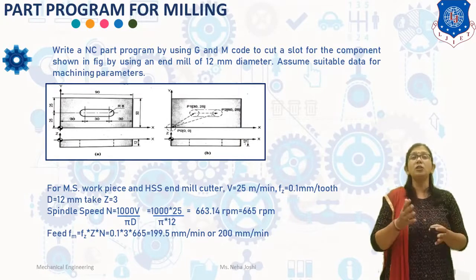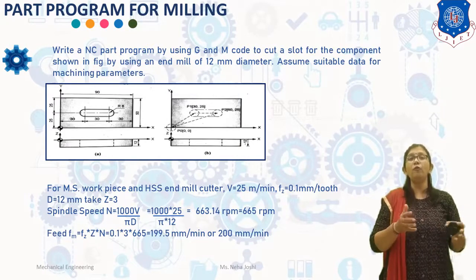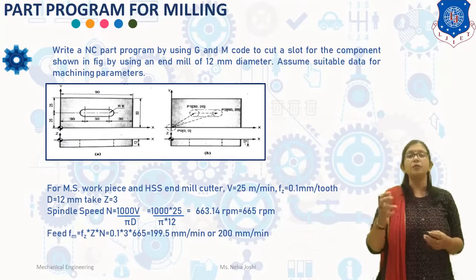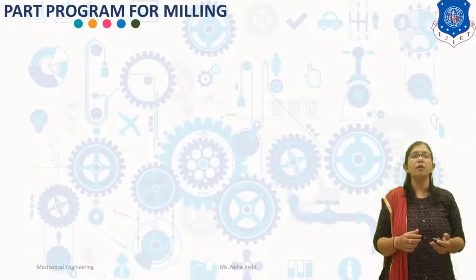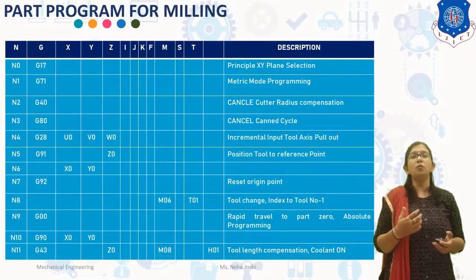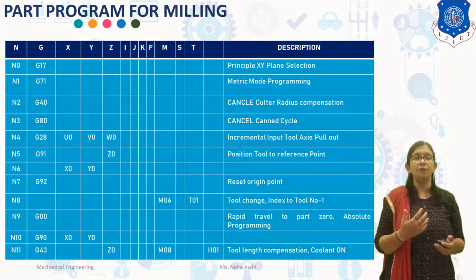Now we have to cut the slot using an end mill of 12 mm diameter, as you can see in the diagram. As we can see in the diagram, the program zero point is set at the corner at 0, 0. The coordinate of the first point is 30, 25 and the second point is 60, 25. Now we will write the program.